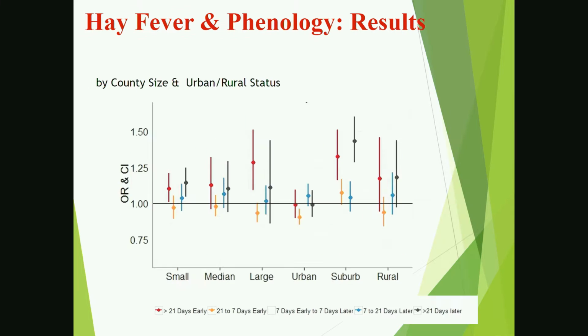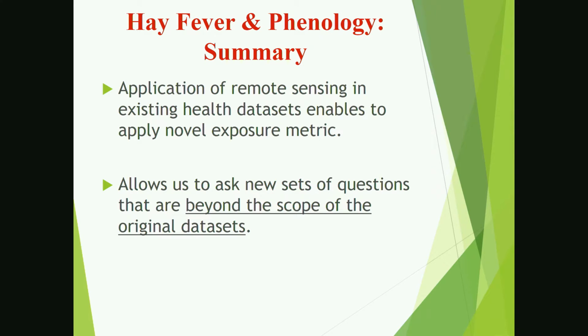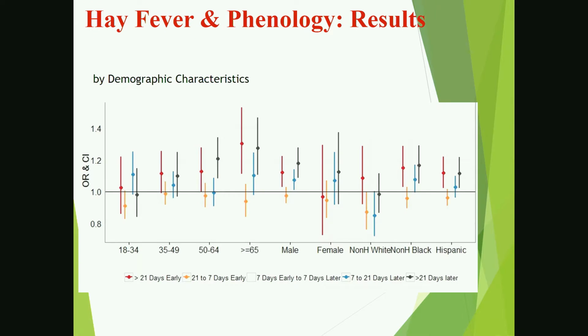And we also looked at the size of the county, urban-rural status. The most pronounced effects are in suburban areas. But rather than focusing on those details, what I want you to look at is the shape. The shape of this exposure response curve. Everything's sort of like a U-shaped curve, okay? In that, early onset is a risk, late onset is a risk, and somewhere in between we like it.